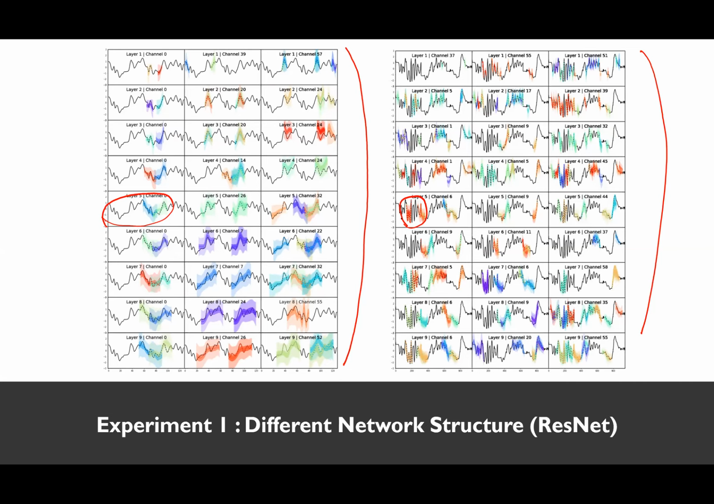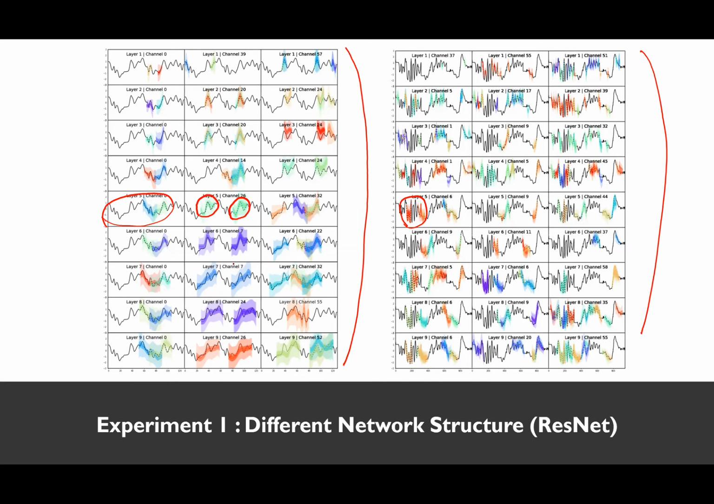So you can also see that the trend is matched without matching the specific ups and downs, right? Because the original trend is going up. Of course, sometimes the up and down pattern is matched, in channel 26 of layer 5, and layer 6 channel 7 is well matched. But if you look at layer 7 and channel 7, this is less matched.